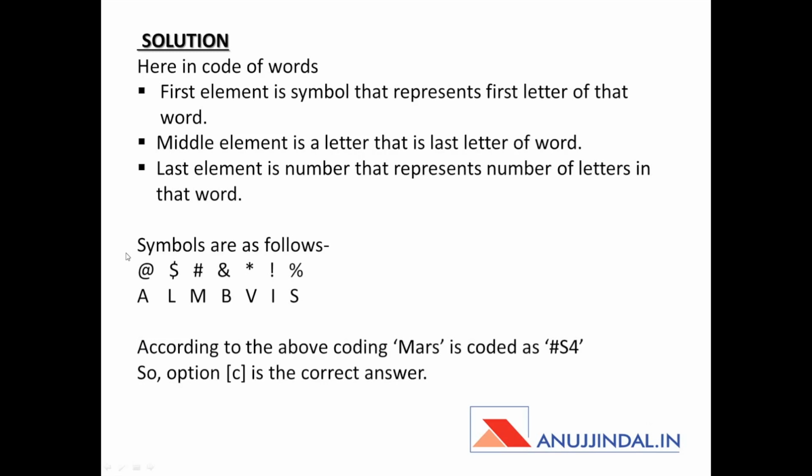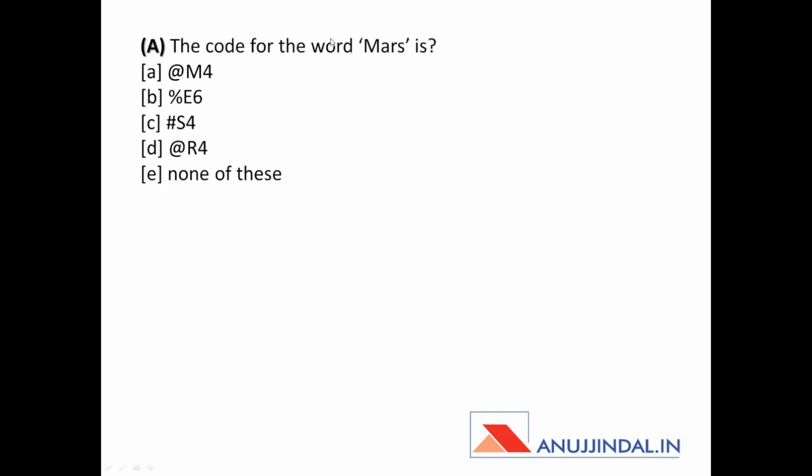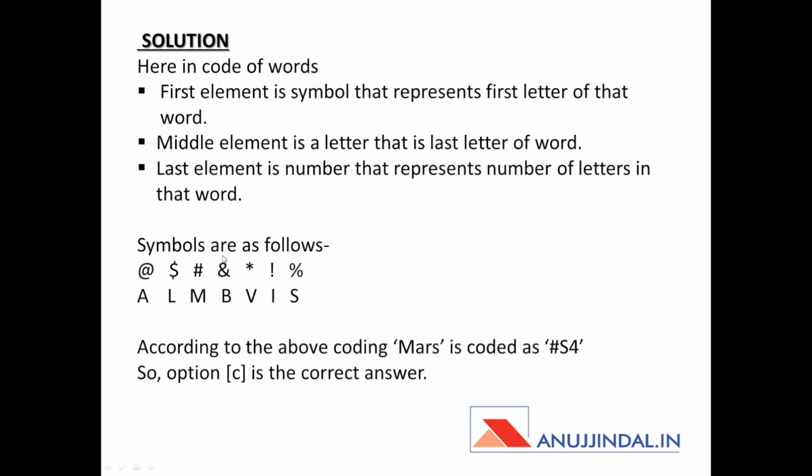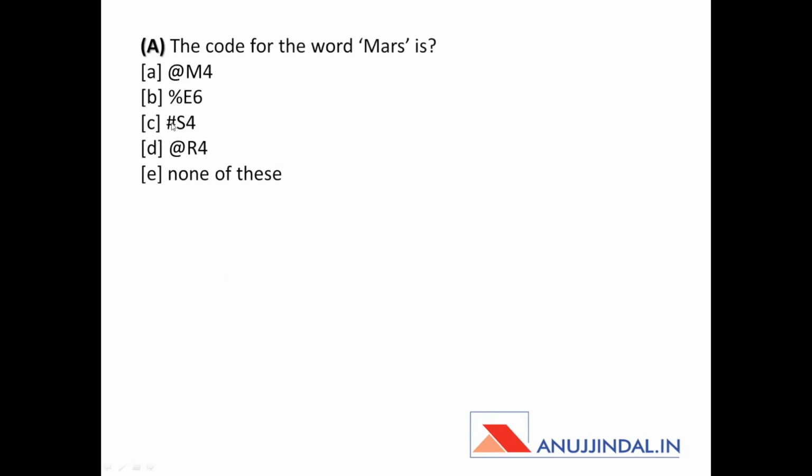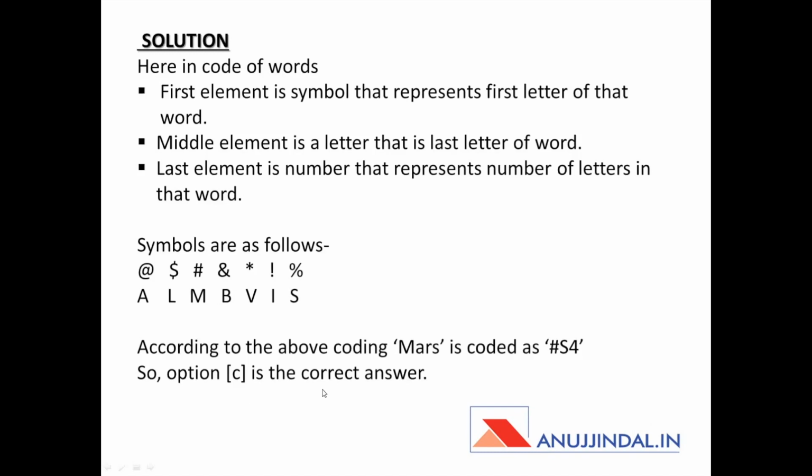Now the question asked was, what will be the code for Mars? Because we know the last letter stands for the middle element, in the middle only S is present in option C. And we have just found out that hashtag stands for M, so the first element is hashtag, and there are 4 letters in the word Mars, and there is 4, so option C is correct. The code for Mars will be #S4.